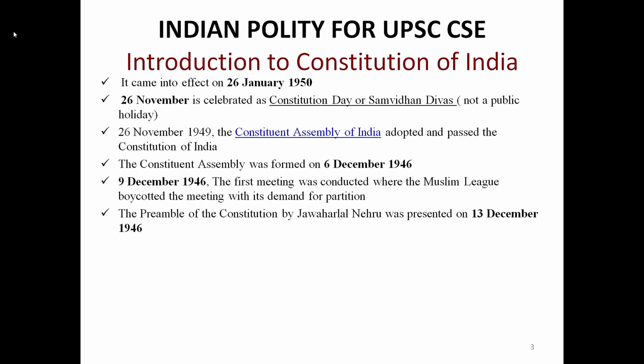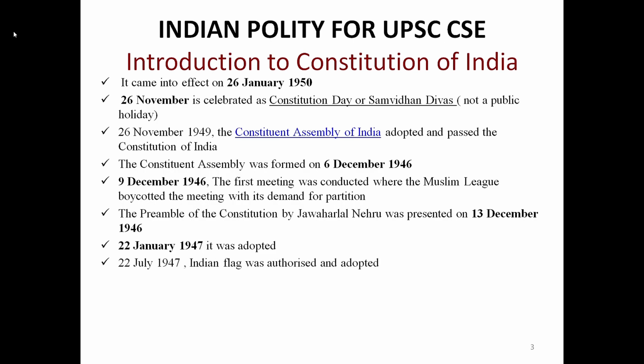What is the preamble? The preamble consists of the objectives of a constitution, and it was prepared by Jawaharlal Nehru. It is in fact the introduction part of a constitution. Though our constitution was drafted and prepared by B.R. Ambedkar, still the introduction part, named the preamble of the constitution, was prepared by Jawaharlal Nehru, and it was presented before the Constituent Assembly on 13th December 1946, and it was officially adopted on 22nd January 1947.